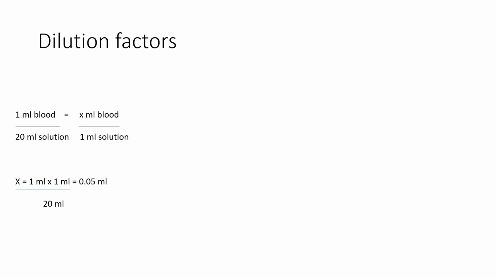Here, the concentration of specimen, which is blood, in each milliliter of solution may be determined by the use of another simple proportion to be 0.05 mils of blood per milliliter of a solution. So here you can see 1 mil of blood over 20 mils of solution equals X mils of blood over 1 mil of solution. Okay, so X ends up being 1 times 1 divided by 20, and that equals 0.05 mils.